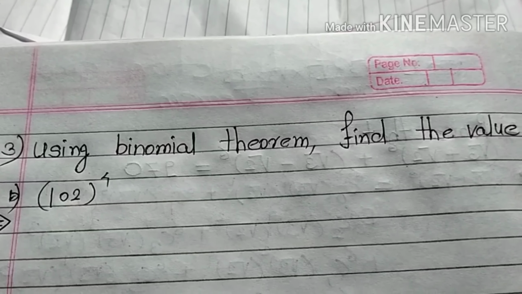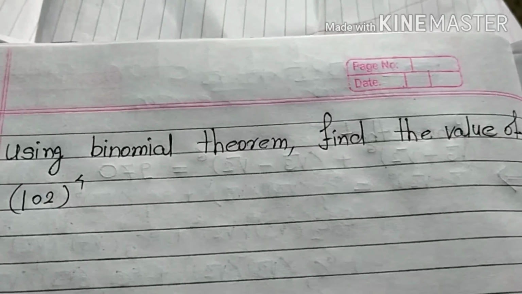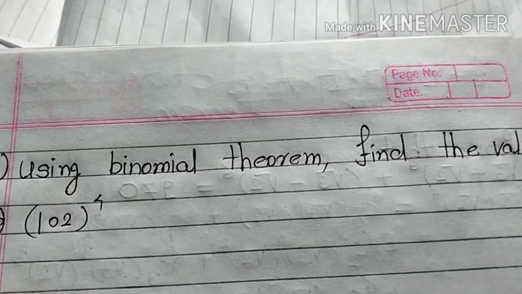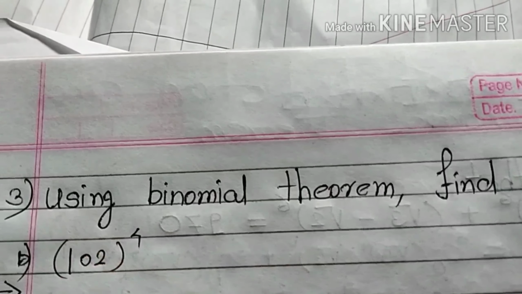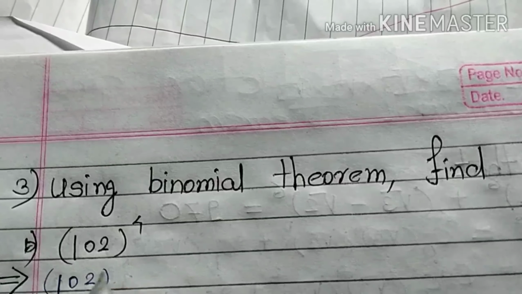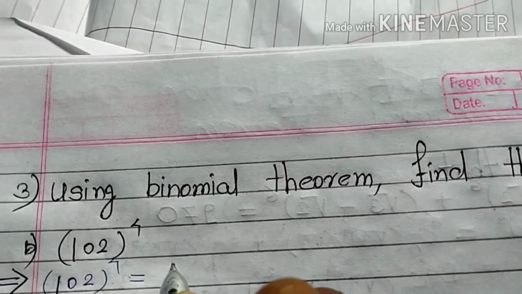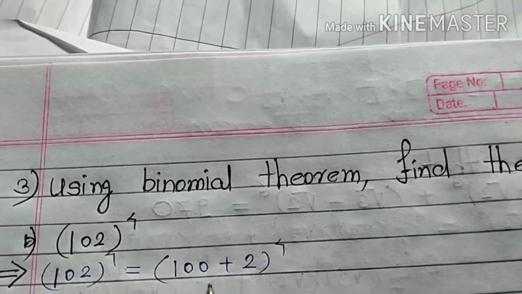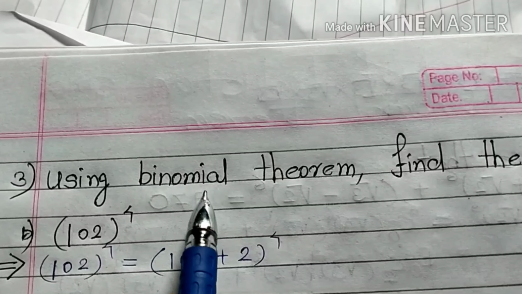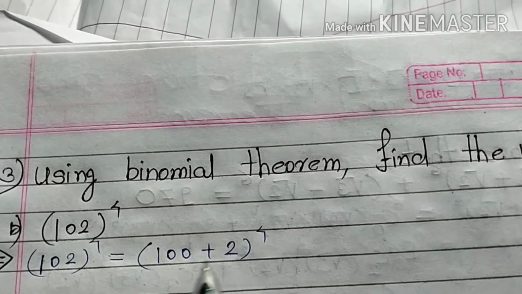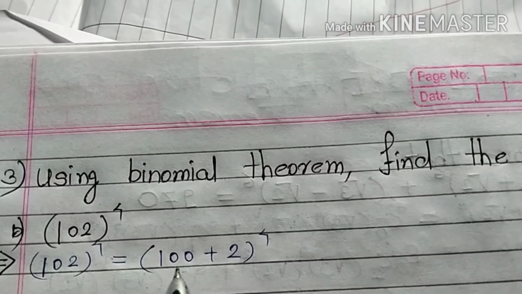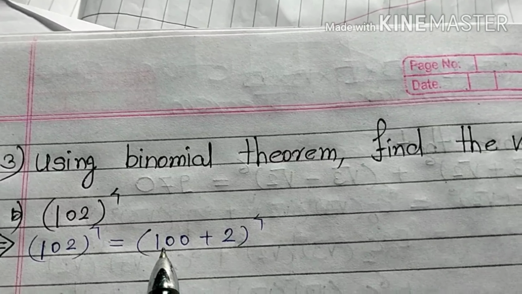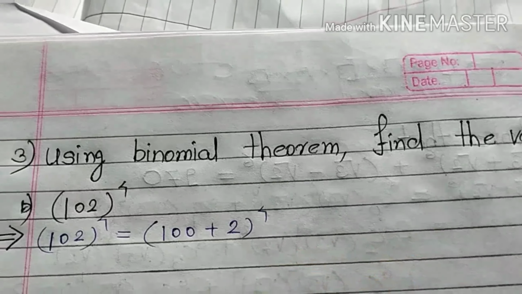Now next example, using binomial theorem find the value of 102 raised to 4. So using binomial theorem we have to find that value. I am writing 102 raised to 4 as two terms, (100 plus 2) raised to 4, because it is expanded by binomial theorem, and binomial means we have two terms. Suppose 100 is a and 2 is b. Now expand using the formula (a plus b) raised to n.